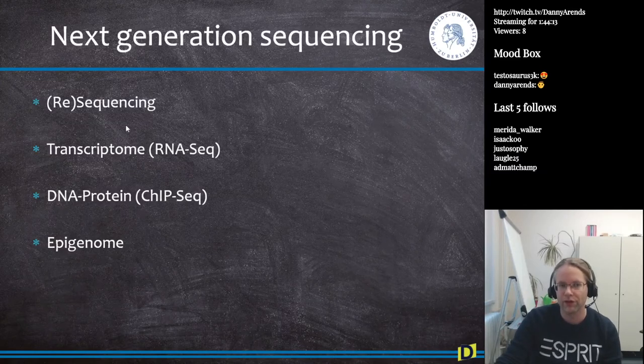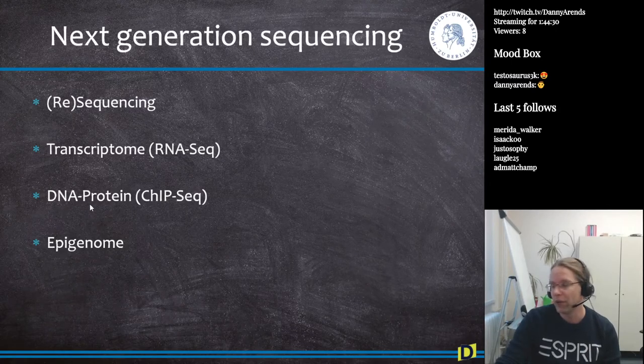So four different types of fields where next generation sequencing is used. So just sequencing DNA or resequencing it, RNA-seq to measure the activity of messenger RNA in a cell. So not the activity, but the amount of messenger RNA in a cell.